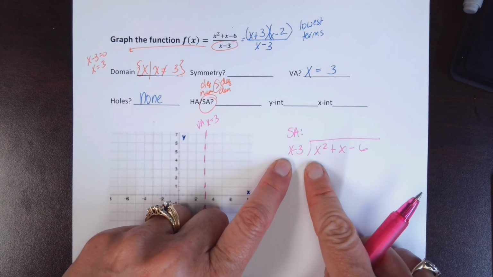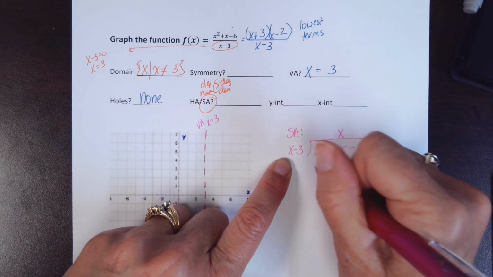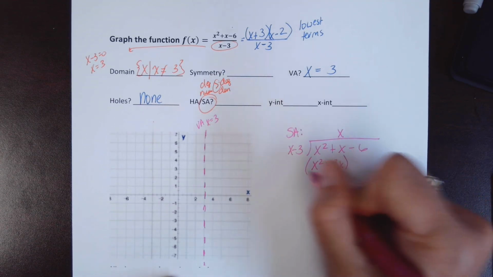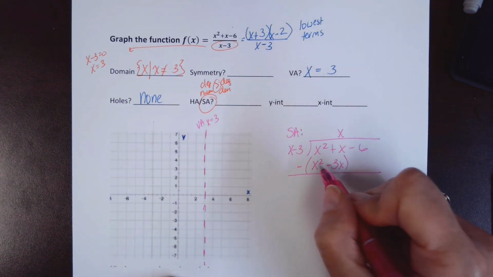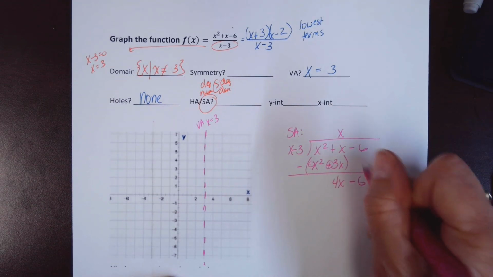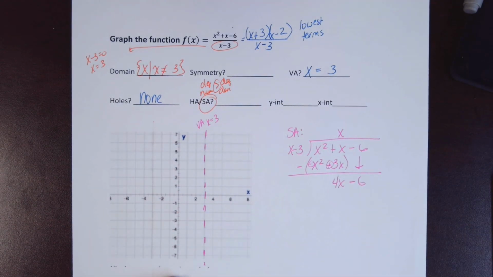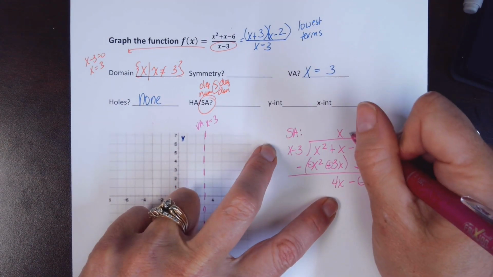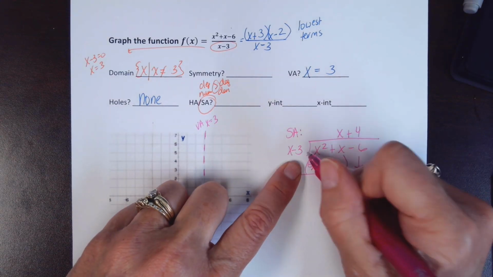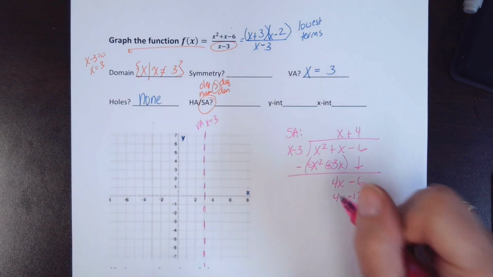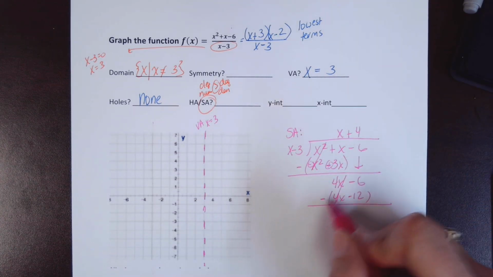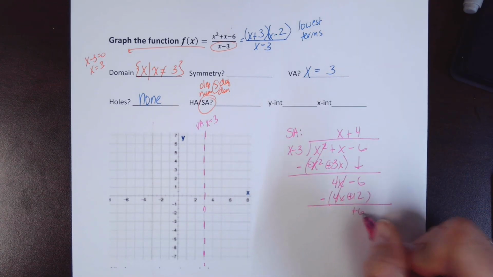What times x gives me x squared? Well, x times x is x squared. X times -3 is -3x. I have to think about subtracting both of those, so it changes the signs in here. So I have 4x minus 6. When I bring that down, x times +4 gives me that 4x. And then I have 4 times -3 is -12. Subtract that, that adds to 0, adds to 0, that becomes a plus 6.